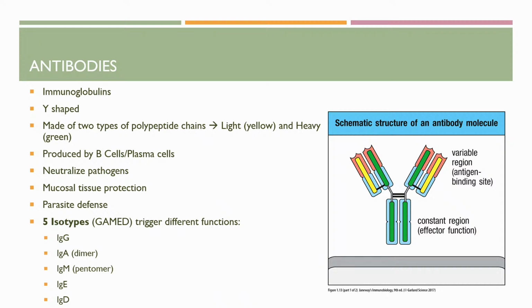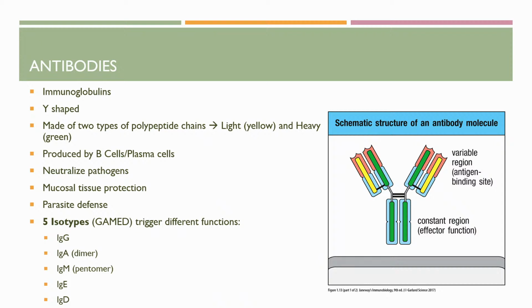It's always going to be a Y shape, and it's made of 2 polypeptide chains. You don't have to really remember this, this is more in-depth immunology, but there is a heavy chain and a light chain. Antibodies are produced by B cells or plasma cells, like we've said, and their job is to neutralize the pathogen. They also have roles in protecting the mucosal tissue and defense against parasites. There are 5 isotypes of antibodies that trigger different functions, so that's where you'll see the immunoglobulins IgG, A, M, E, and D. If you want to remember them, you can remember GAMED.